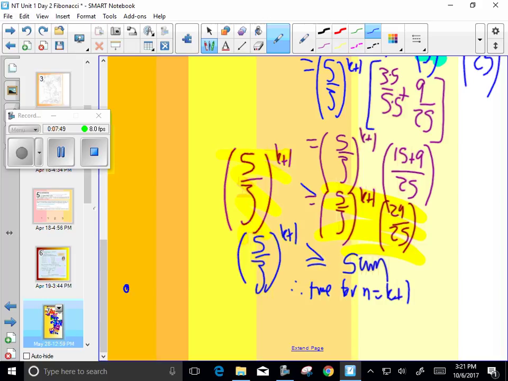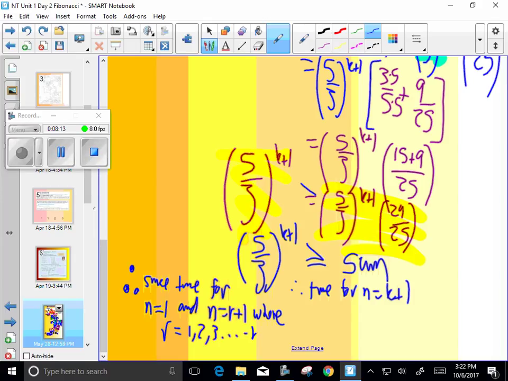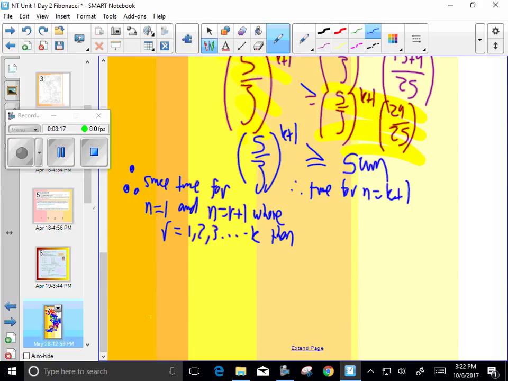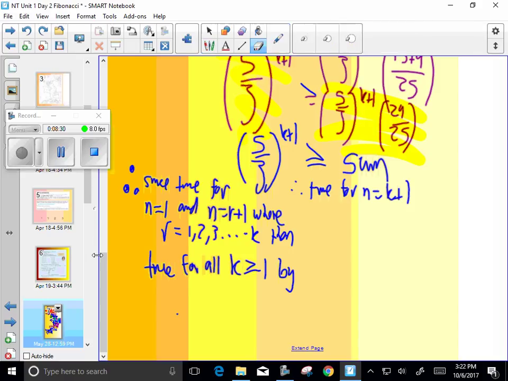And then you can do the final victory lap. Therefore, since true for n equal to 1 and n equal to r plus 1, where r is equal to 1, 2, 3, all the way to k, then true for all n greater than or equal to 1 by math induction.